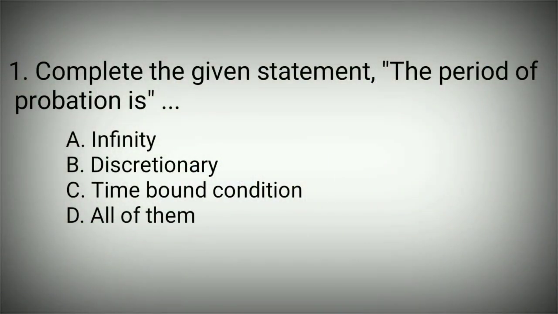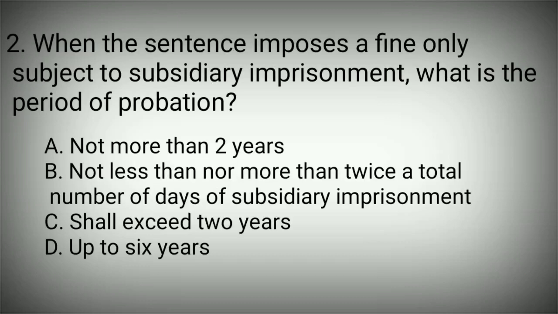Complete the given statement. The period of probation is A. Infinity, B. Discretionary, C. Time-bound condition, or D. All of them. Question number 2. When the sentence imposes a fine only, subject to subsidiary imprisonment, what is the period of probation? A. Not more than 2 years. B. Not less than nor more than twice the total number of days of subsidiary imprisonment. C. Shall exceed 2 years. Or D. Up to 6 years.